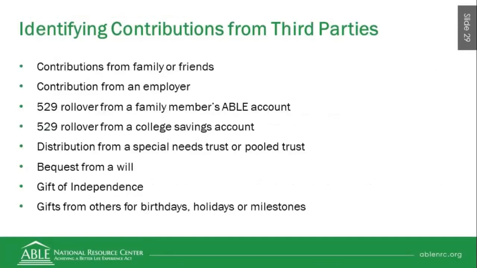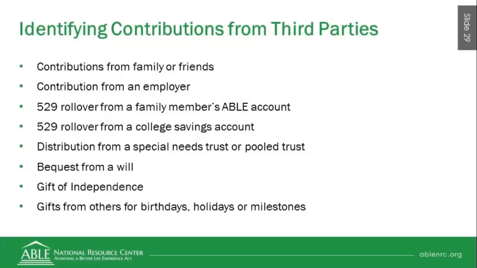But identifying contributions from third parties, as you mentioned, this is someone other than the individual ABLE account owner. So these can be contributions from family or friends, as we mentioned before, contributions from an employer. Also, the ABLE Financial Planning Act allows 529 rollovers from a family member's ABLE account or rollover from a college savings account into the ABLE account owner's ABLE account, the 529A account. And we have examples of that, and we certainly have had among our advisors and ambassadors individuals who've done that, and that can be an effective strategy too. So keep that in mind, that 529 rollover opportunity.